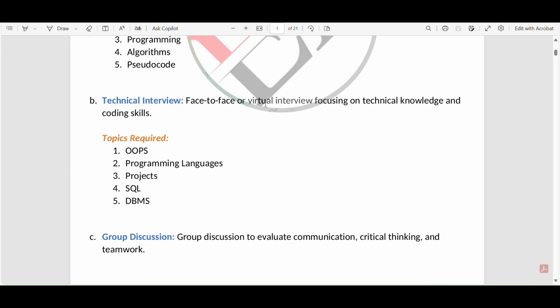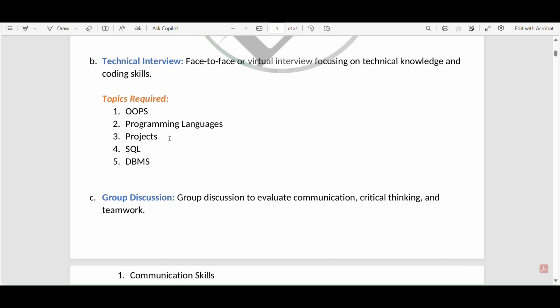It will be face to face or virtual, as I have said. If it is off campus, then 100% it will be a virtual interview. But if it is on campus, it will be face to face or virtual, depending on your college. For this technical interview, you need to focus everything on technical. You have to focus on OOPS concepts, programming languages, and the projects in your resume.